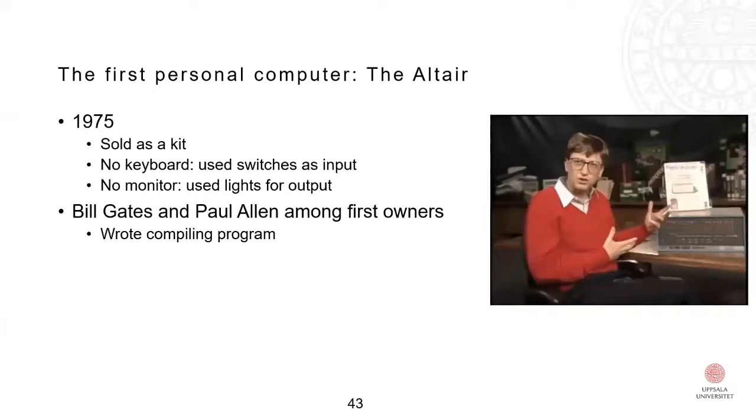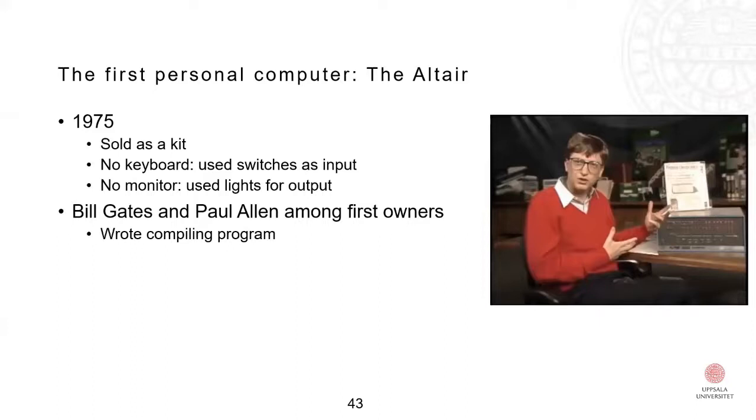At this fourth generation, we have the first personal computer that was called the Altair. The fact that it could be personal was that it was small, and it was cheap enough so that individuals could afford to buy it. This computer was sold as a kit, and it didn't have any keyboard or monitor. Maybe adding them would make it more expensive, I don't know. But it didn't have them. It had only keys and lights. Bill Gates and Paul Allen were among the first owners, and together they wrote a compiling program for it.